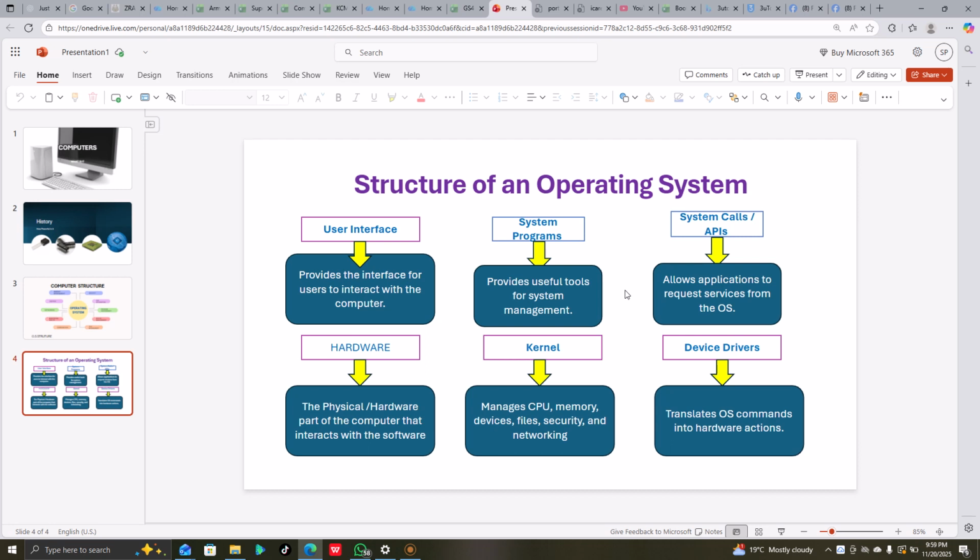So we have the user interface. What you are interacting with on your phone, such as the apps, the buttons, and so on, is what we call the user interface. It is the part of a device or computer that makes it possible for the user to interact with the operating system itself.